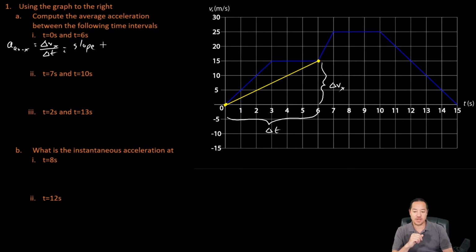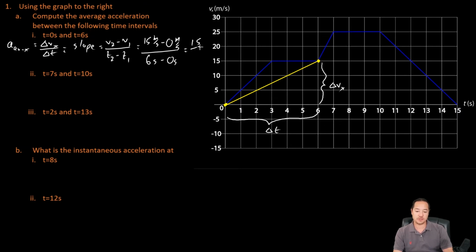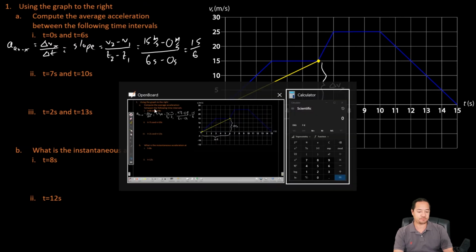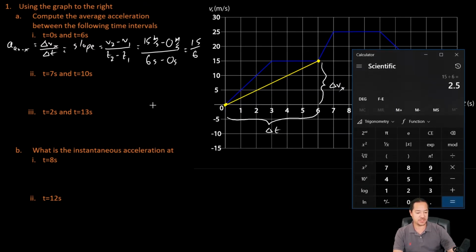So let's do this. The change in velocity is going to be equal to v2 minus v1, and this is going to be over t2 minus t1, the change in time. Okay, what's the change in our velocity going to be? Well, our final velocity here is 15 meters per second, and our initial was 0. And for time, our final time here is 6 seconds, and our initial was 0. So if we do this, we get 15 over 6. And if we compute this, 15 divided by 6 is 2.5.